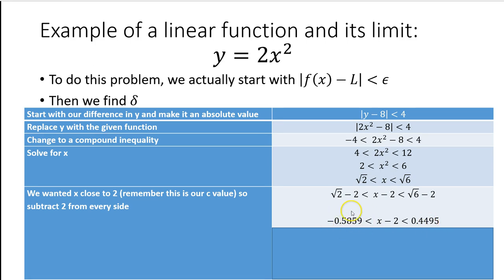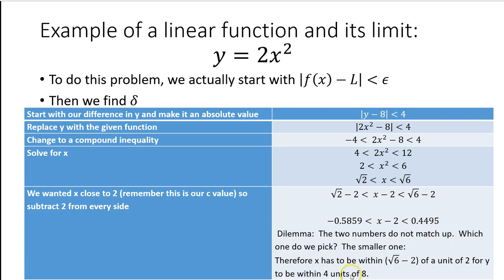Now I have a lot of people jump and say, well, this is the answer because it's negative. Well, if you remember, we took the smaller of the absolute value of these numbers. Remember, distances require absolute values. So if I threw absolute values on these, the 0.4495 is the smaller. And therefore, delta equals 0.4495, or delta is square root of 6 minus 2.